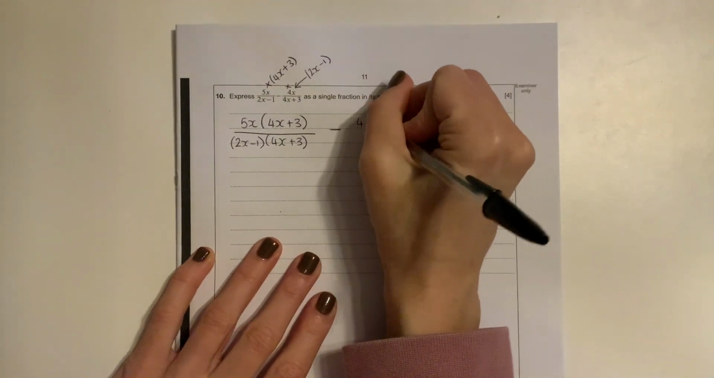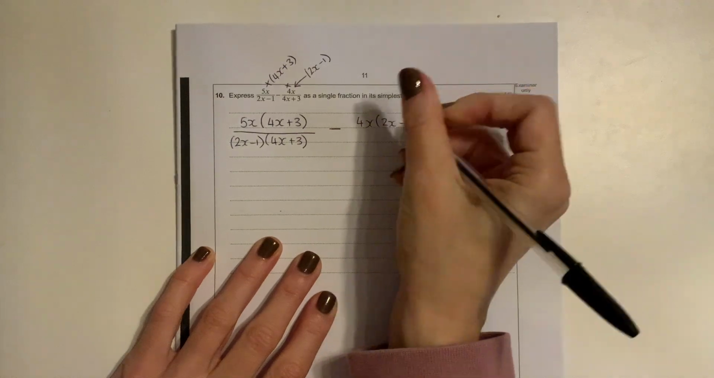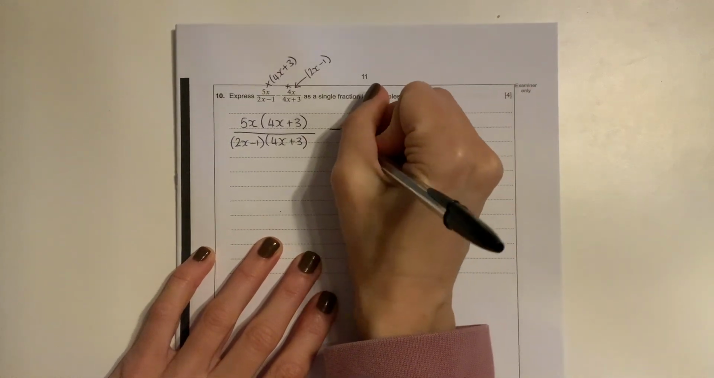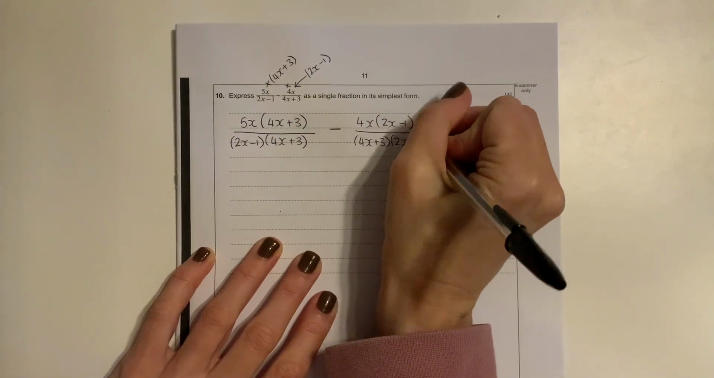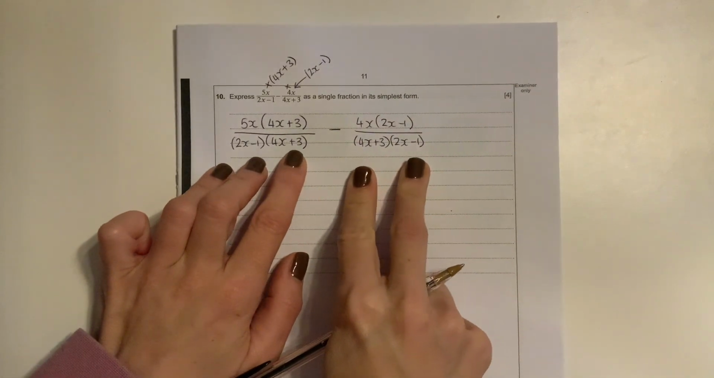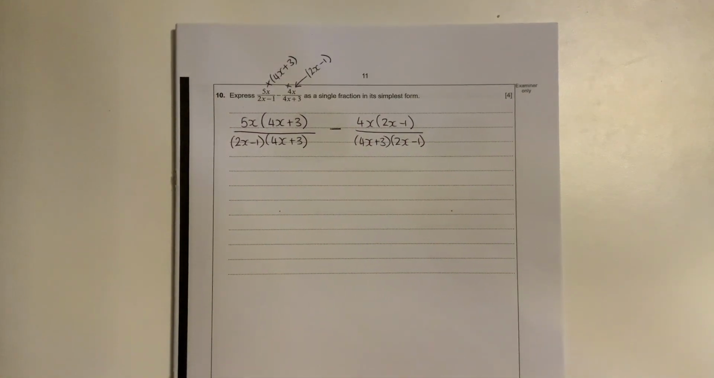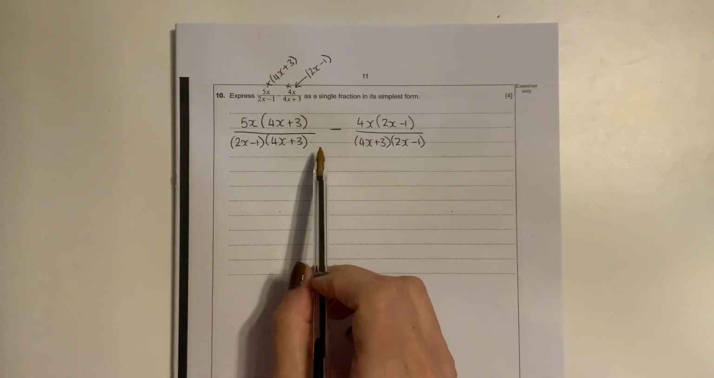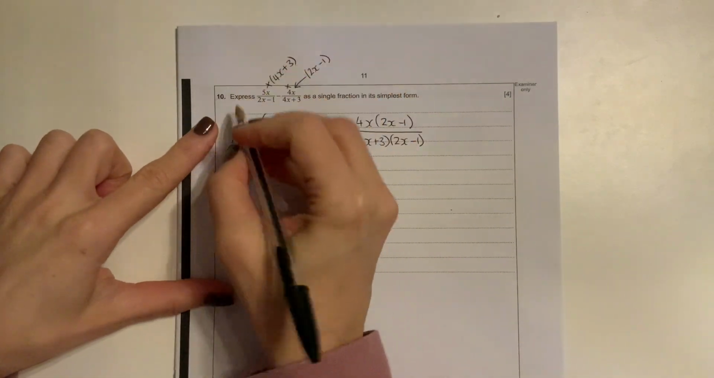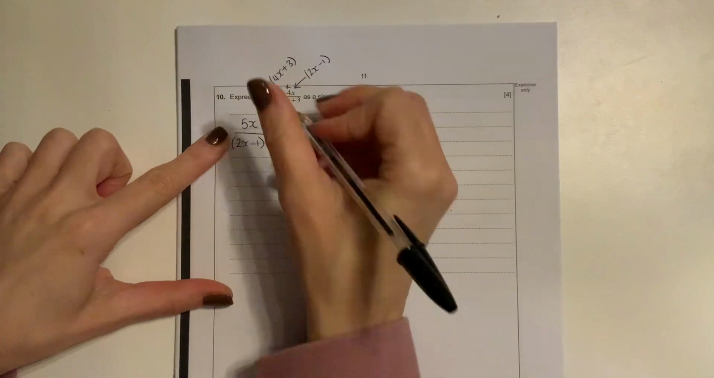Okay, then we've got our takeaway, and I'm going to write the second fraction in exactly the same way. So 4x, 2x minus 1, and then I've got my denominator, which is 4x plus 3, all multiplied by 2x minus 1. Now my denominators are the same. So I'm not going to do anything with those right now.